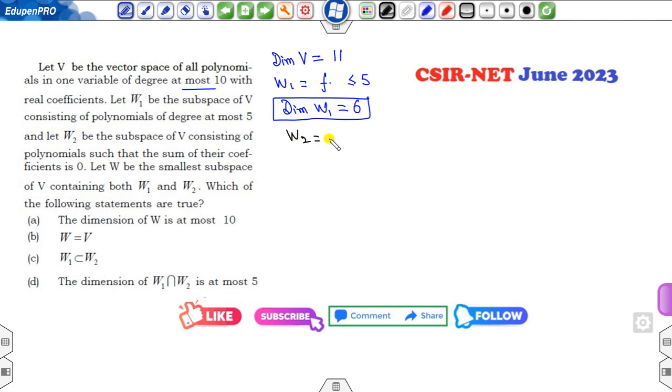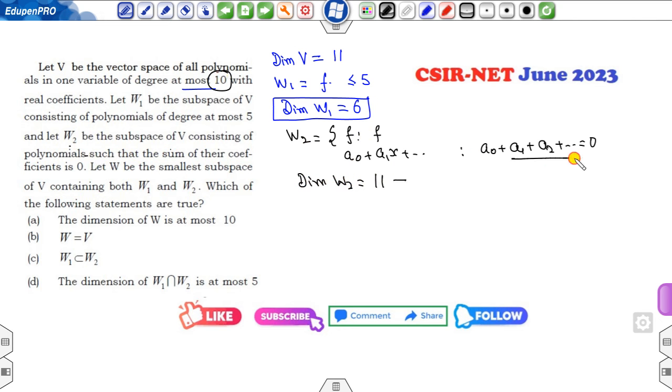W2 is the subspace of all those polynomials whose sum of the coefficients is 0. So if I consider the polynomial a0 plus a1x plus so on, the condition is a0 plus a1 plus a2 and so on is equal to 0. Can you find the dimension of W2? W2 is a polynomial of degree 10, minus number of the condition, which is 1. 11 is the dimension, so that is my 10.